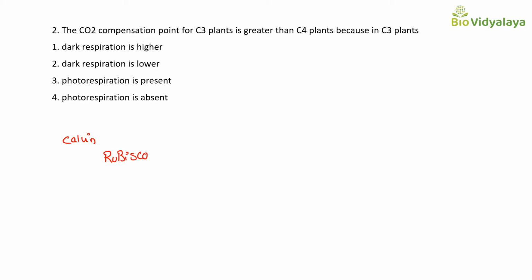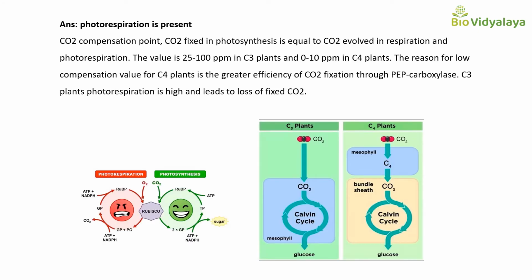So due to the higher concentration of carbon dioxide in the bundle sheath cell, photorespiration is minimized. And in C3 plants photorespiration is higher, but in C4 plants it is negligible or absent. So the carbon dioxide compensation point in C4 plants is low, but it is greater in C3 plants. So the answer is option 3, photorespiration is present. In one of our lecture videos, we already discussed the C3 cycle and C4 cycle. If you didn't watch that video, please do watch. So this is the explanation of that answer.